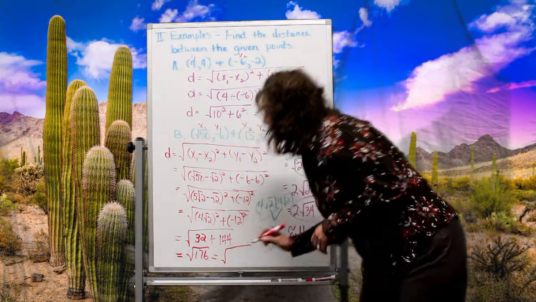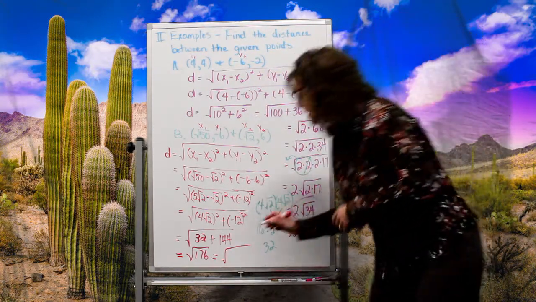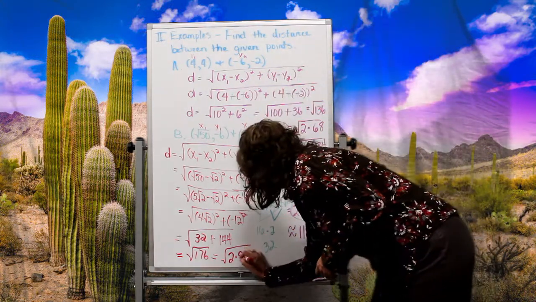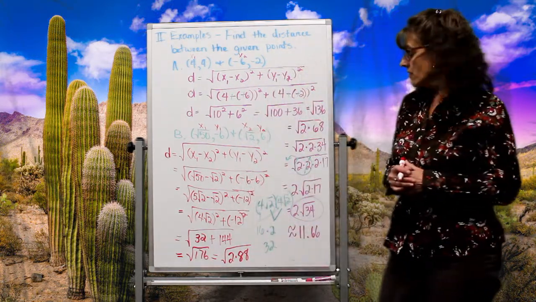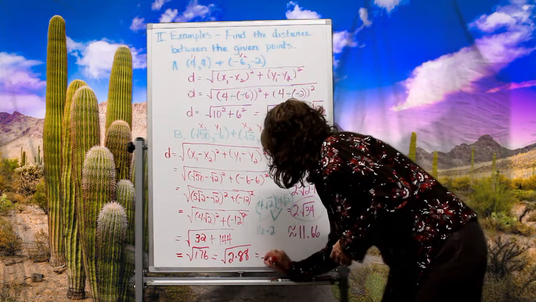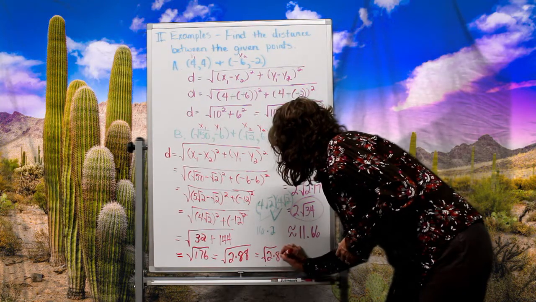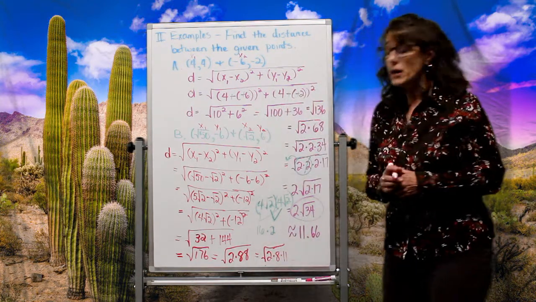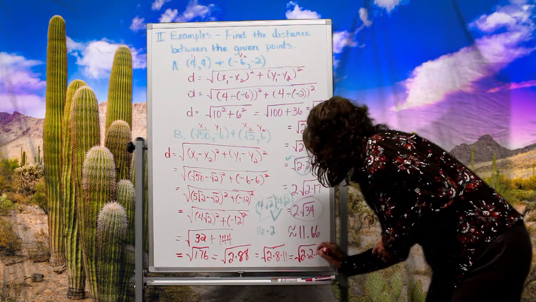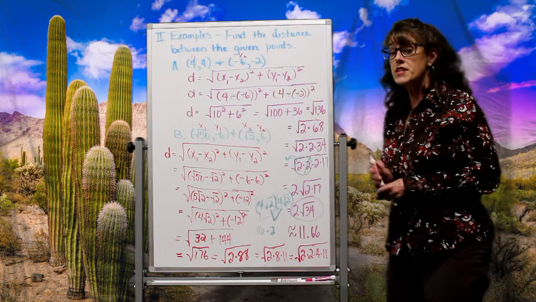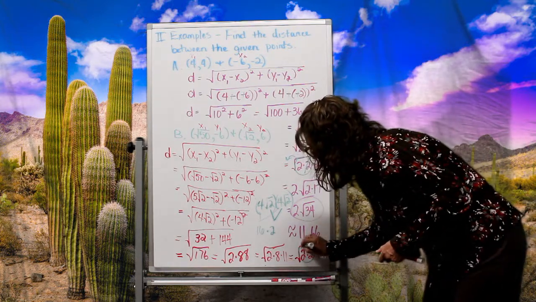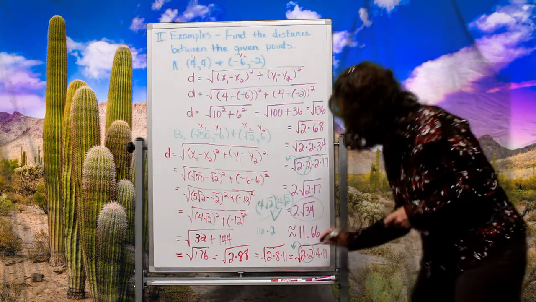Now remember that 176, it's even, so I can definitely divide it by 2. And 2 times 88 will give me 176. Now I can break up the 88. 88 is going to be 8 times 11. And I can break up the 8. 8 is going to be 2 times 4. And so at this point, notice that I have a pair right here. And when I've got that pair, I can take one out and dissolve the other one.